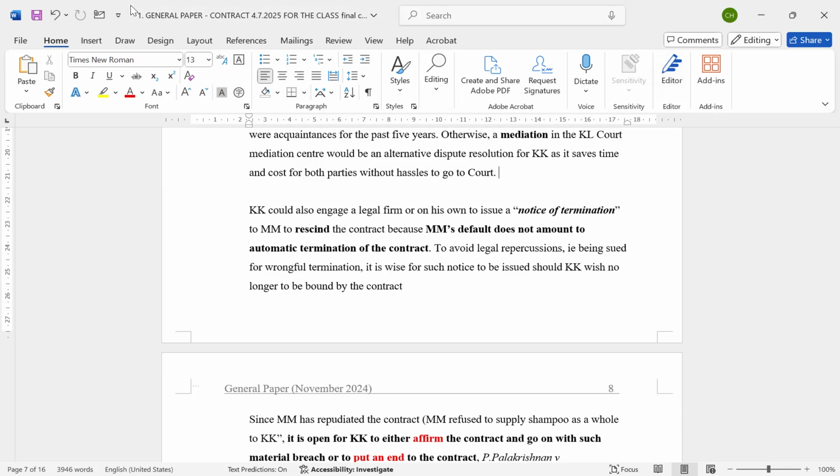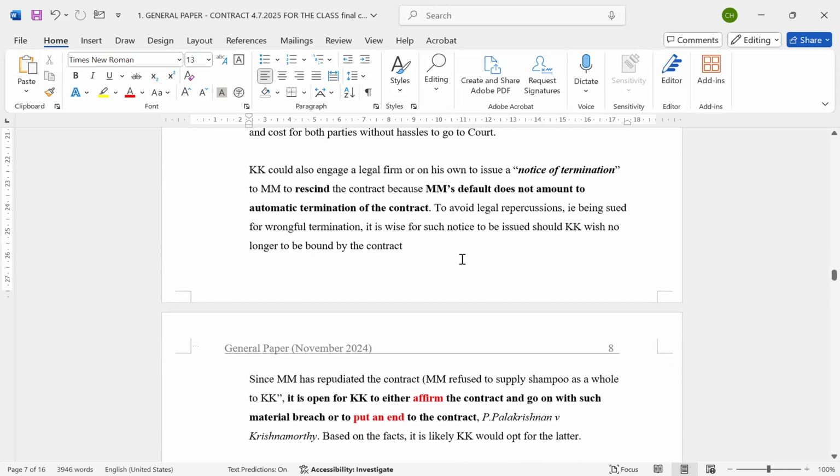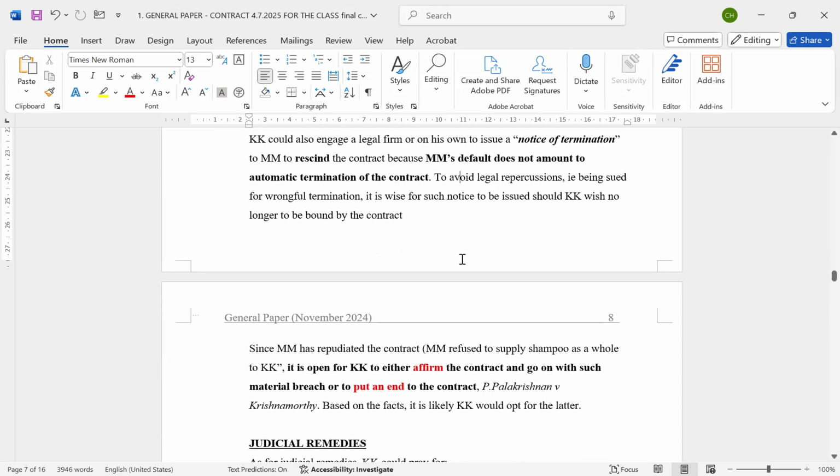But looking at the scenario as such, KK already lost the 3 contracts with the hotels, isn't it? He has no money to pay. So your point is to cover the back of your client. So to avoid legal repercussion, i.e., being sued for wrongful termination, it is wise for such a notice to be issued should KK wish no longer to be bound by the contract.